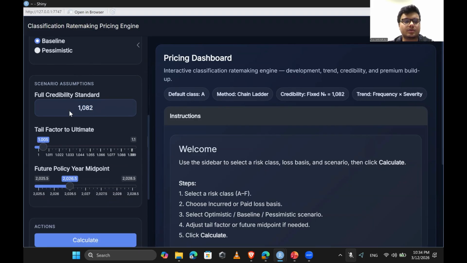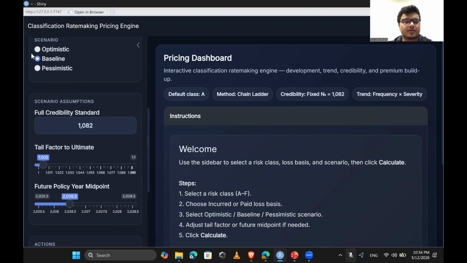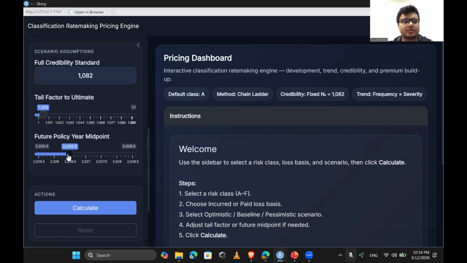We can always override the scenario that we already inputted in this tab. For example, if we select optimistic, it shows 1.004, but we can always change it and override the assumption. And for future policy year midpoint, we can also do June 2025, June 2026, and anything.